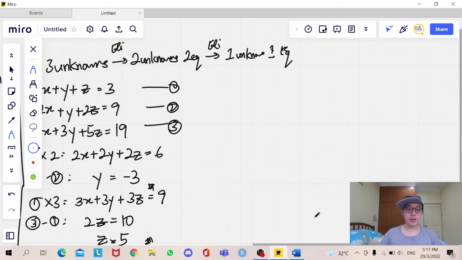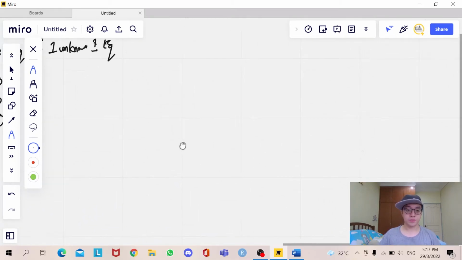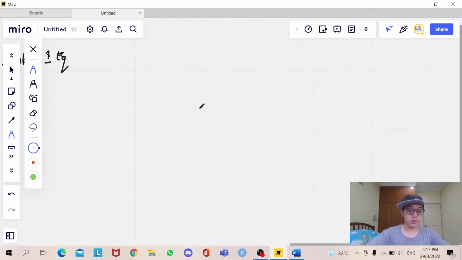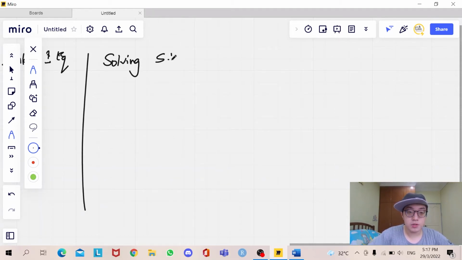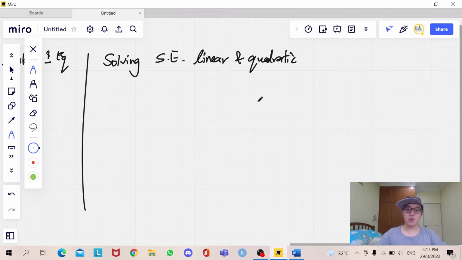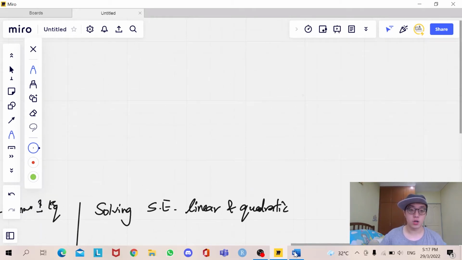So I will have an example of solving simultaneous equations relating to linear and quadratic. Before this, I will need to introduce to you the difference between linear and quadratic.